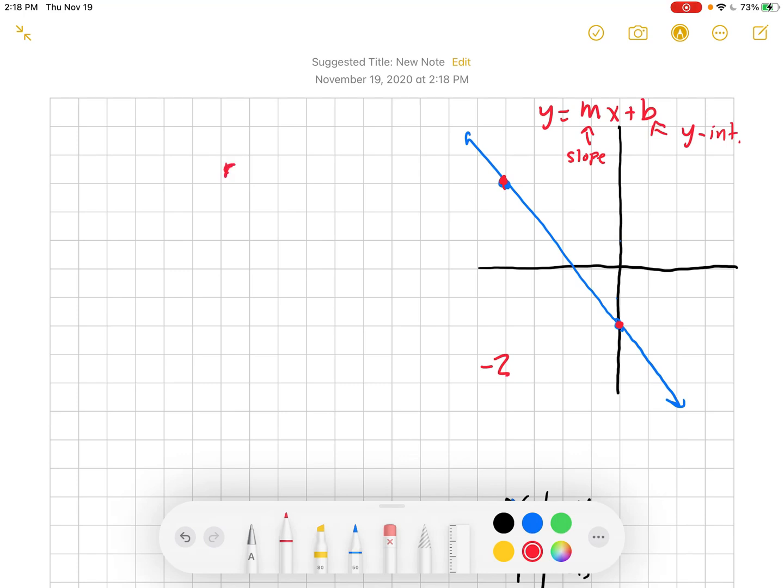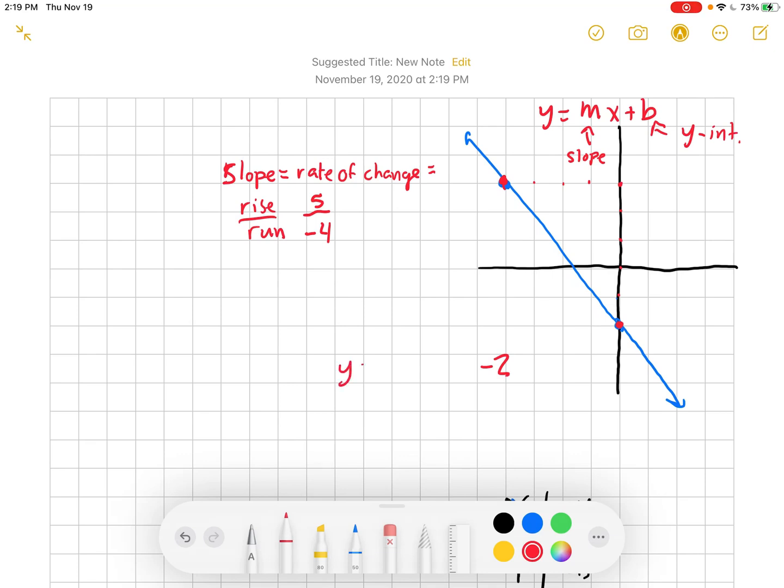Remember that slope is the same thing as the rate of change. Which is also just the same thing as the rise over the run. So in this case, let's figure out what a rise is. 1, 2, 3, 4, 5 up. And we're going 1, 2, 3, 4 to the left, which in this case is the negative direction. So we have -5/4 for our slope.